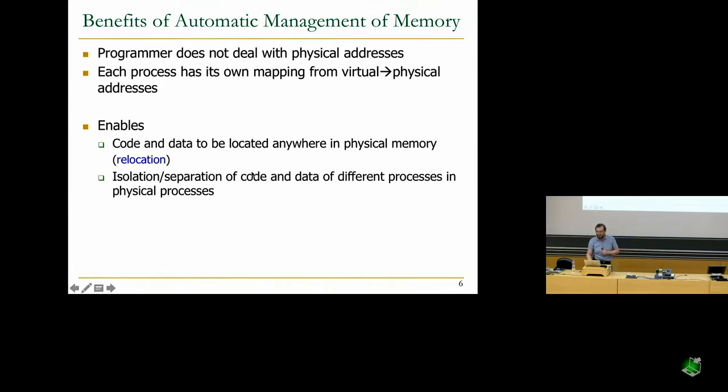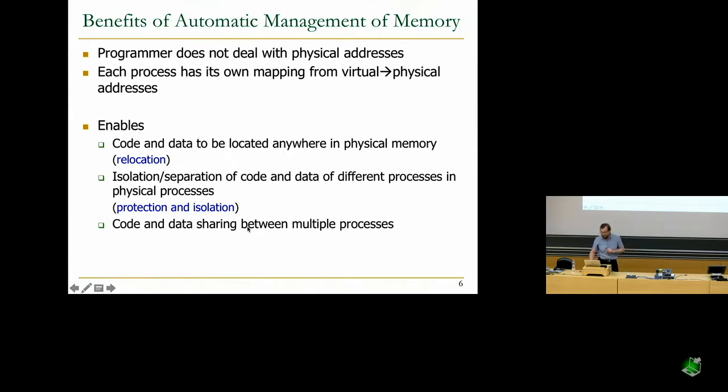And I've discussed this already: basically, isolation and separation of code and data of different processes in physical memory. This should be physical memory. I don't know why I have these mistakes over here, but hopefully Juan will help me fix it. Basically, you get protection and isolation. This will become a little bit more clear. And you get code and data sharing between multiple processes. You could say, oh, this process wants to access this address, this other process wants to access this address. You could map them to the same physical location.